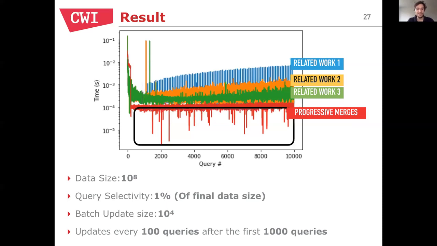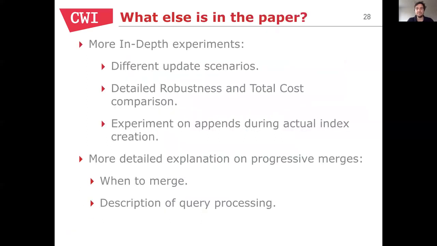And the last thing we can notice is that progressive merges actually have many spikes downwards. And these are due to the way we create our query selectivity. Since it is generated as 1% of the final data size, there is no guarantee that queries have the same selectivity. So these downward points are basically queries that have a much higher selectivity.